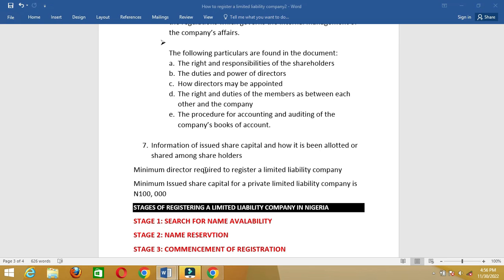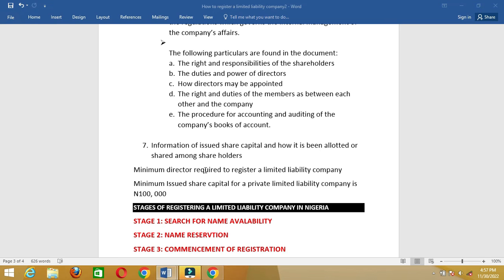The next statement is: minimum issued share capital for a private limited liability company is 100,000 naira. Now, the minimum issued share capital for a private limited liability company is what? 100,000 naira, as against 10,000 naira, based on what? The new or the repealed Companies and Allied Matters Act 2020 as what? Amended. So you need to take note of that.